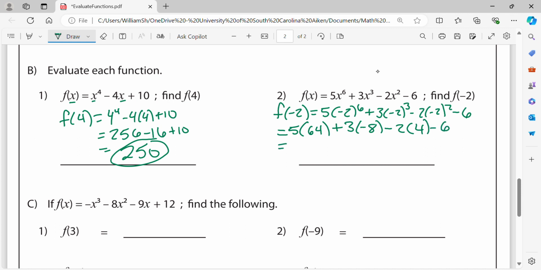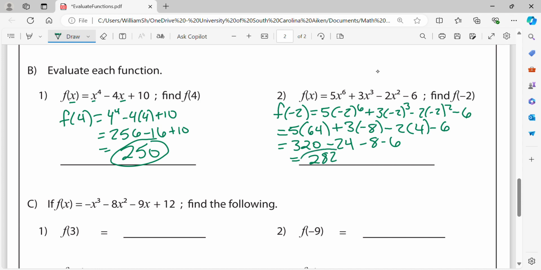Okay, continue to simplify. 5 times 64 should give us 320. 3 times negative 8 is negative 24. Negative 2 times 4 is negative 8. And of course we still have that minus 6 there. And if we look at 320 minus 24, that should give us 296. Minus 8 should give us 288. Minus 6 should give us 282.